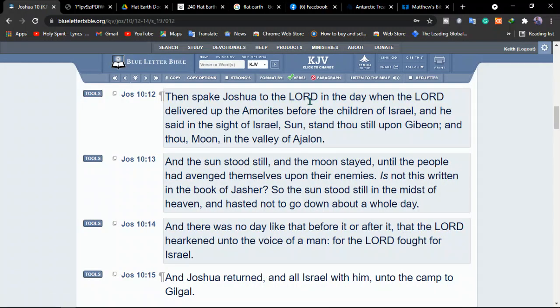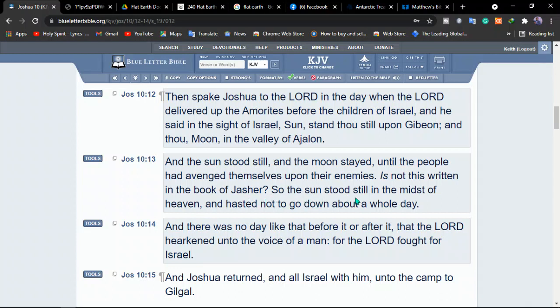Then spake Joshua to the Lord in the day when the Lord delivered up the Amorites before the children of Israel. There was war now, they were fighting. And he said in the sight of Israel, "Sun, stand thou still upon Gibeon, and thou moon in the valley of Ajalon." And the sun stood still and the moon stayed until the people had avenged themselves upon their enemies. Is this not written in the book of Joshua?